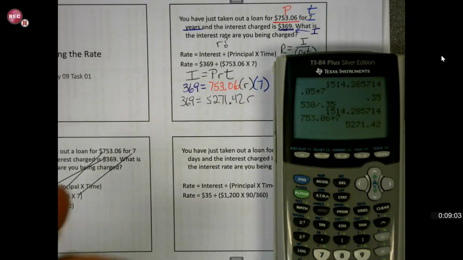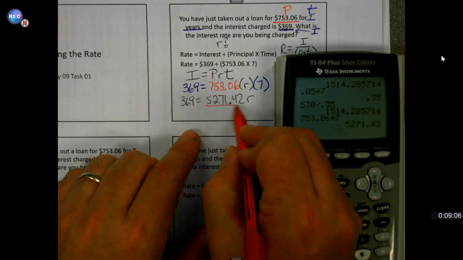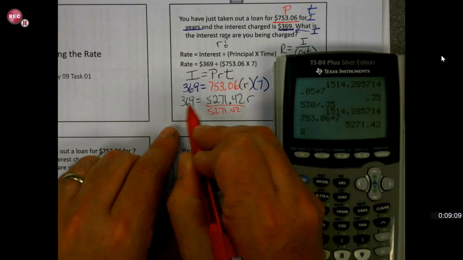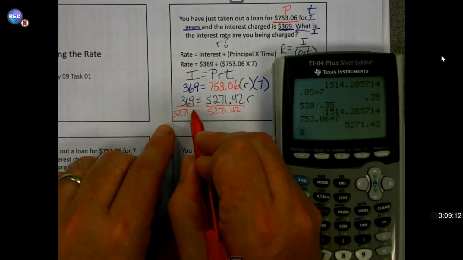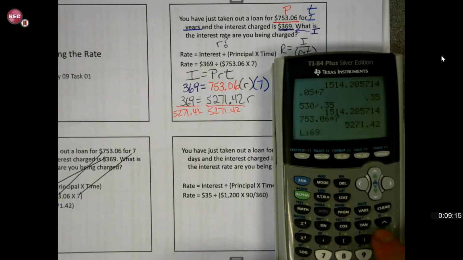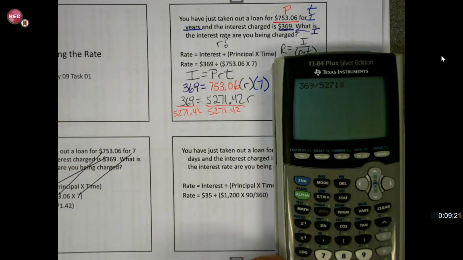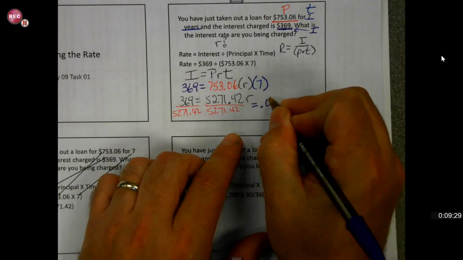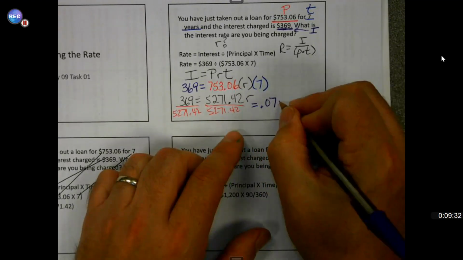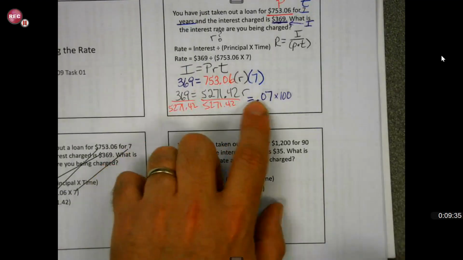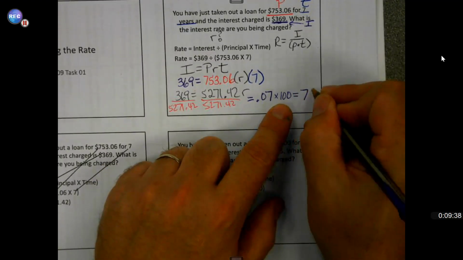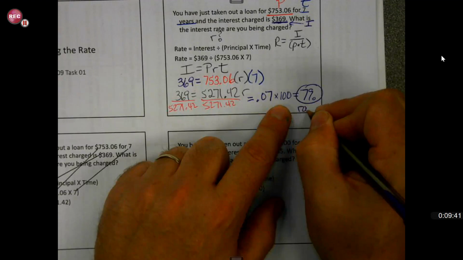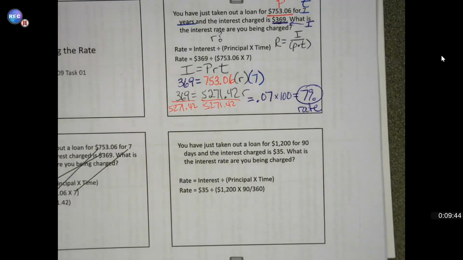So, again, we're multiplying all this stuff by R, so we're going to go ahead and divide it out. We should get a really small decimal number here. And we do. 0.07, but that's not the answer, because we want the rate. So since we want to go from decimal back to percent, we multiply it by 100, and end up finding our rate.